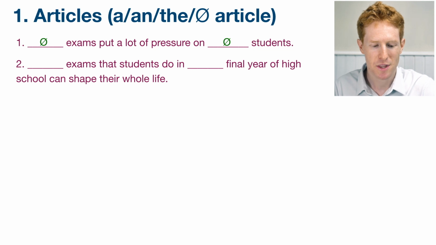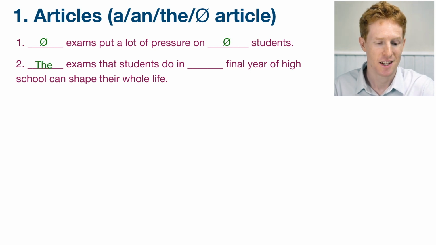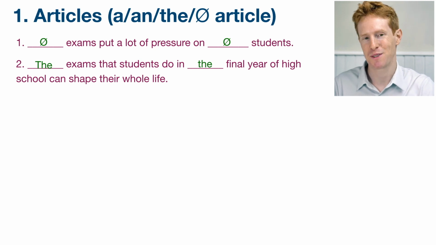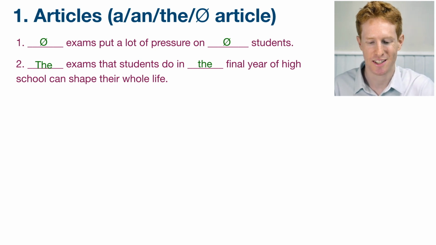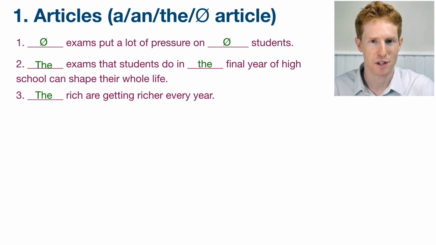Number 2, something exams that students do in something final year of high school can shape their whole life. What would you put here? Which article? The answer is the exams that students do in the final year of high school can shape their whole life. And again, don't worry, we're going to be looking at the rules in just a second. Number 3, something rich are getting richer every year. What would you put? The answer is the rich are getting richer every year.